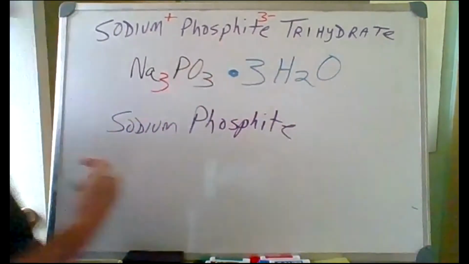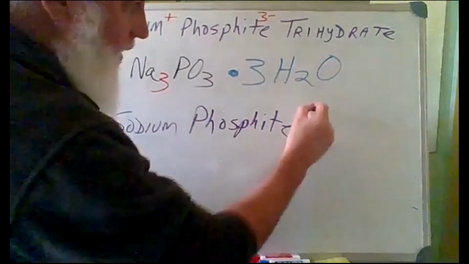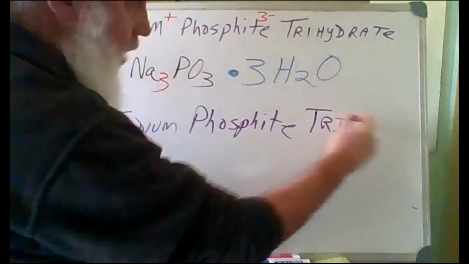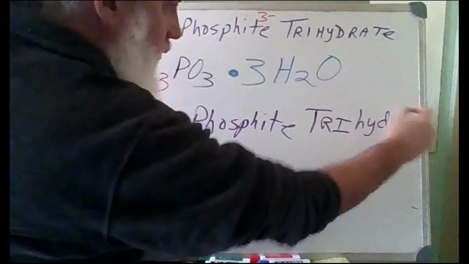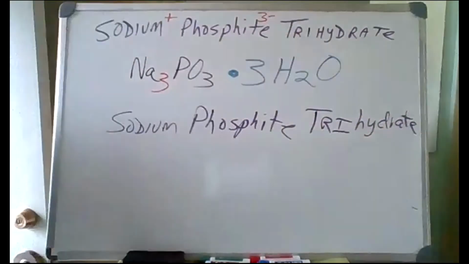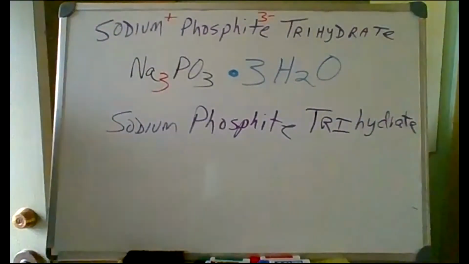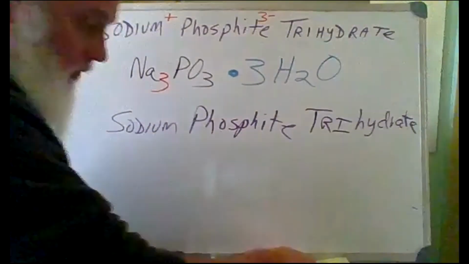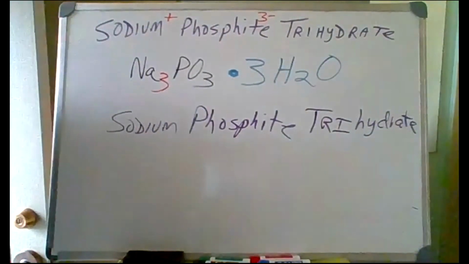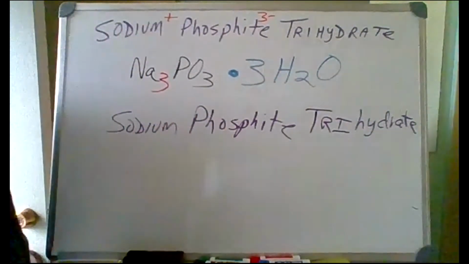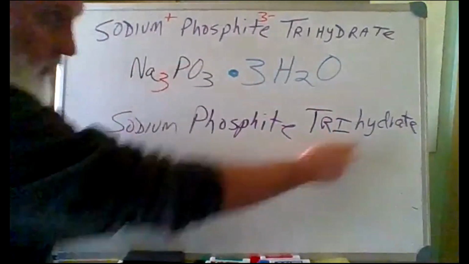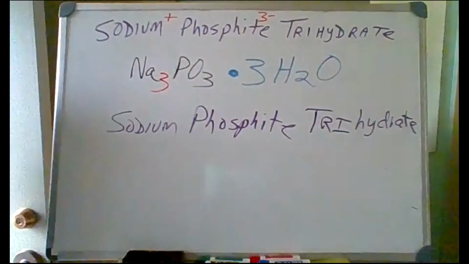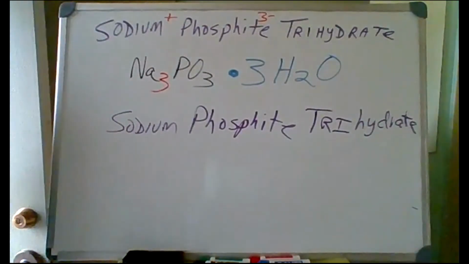Now we need the waters. Well, 3 is tri, and water is hydrate. Just what we started with up at the top. So again, as you saw from your assignment from last class a week ago, you have to be able to go both ways. I give you the name, you give me the formula unit. I give you the formula unit, you give me the name. Okay? Any questions?